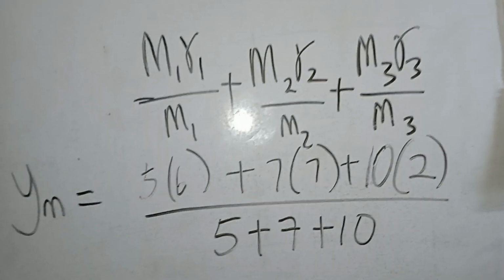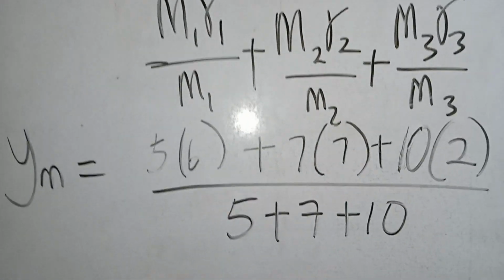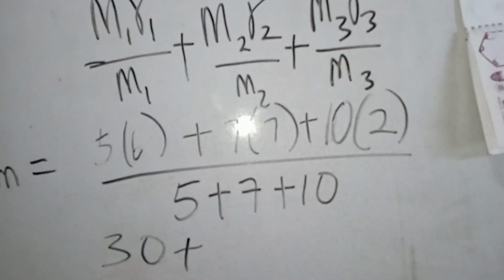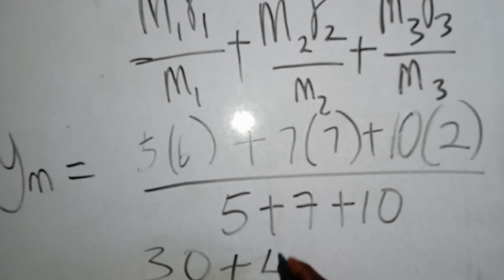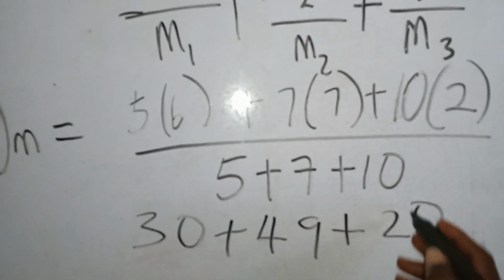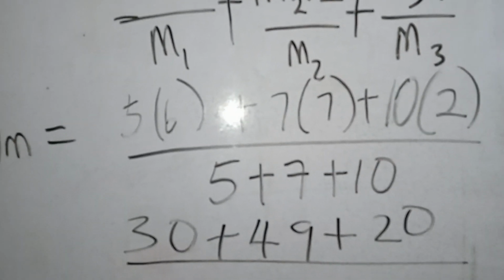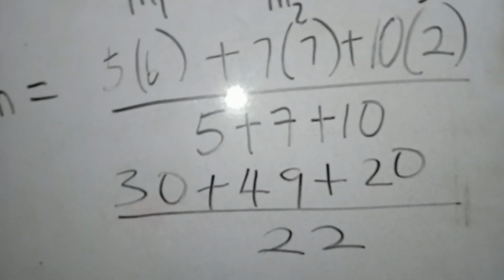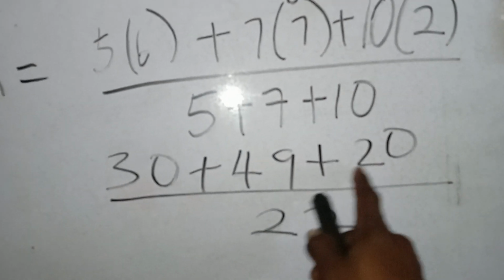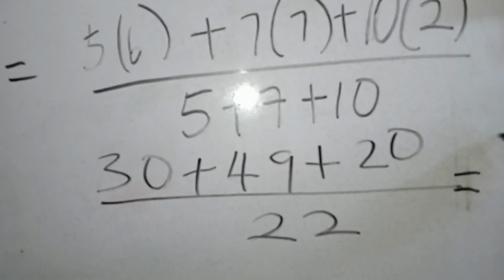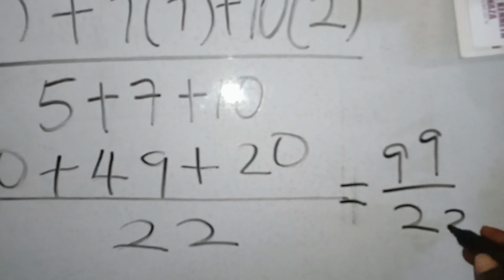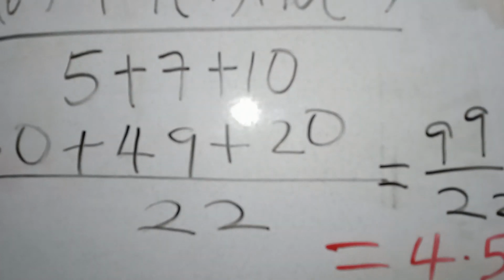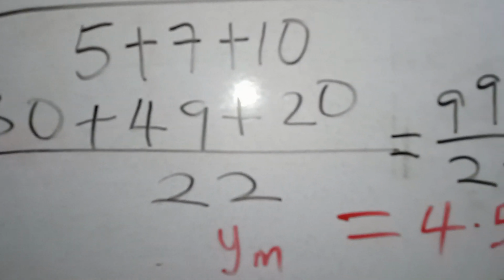Now when you do this very well, 5 times 6 is 30, plus 7 times 7, which is 49, plus 10 times 2, which is 20, all over 5 plus 10 plus 7, which is 22. 30 plus 20 is 50, 50 plus 40 is 90, 99 divided by 22 for the y coordinate. So 99 divided by 22 is going to give me 4.5 meter, and that means the y coordinate, the location y, is equal to 4.5.